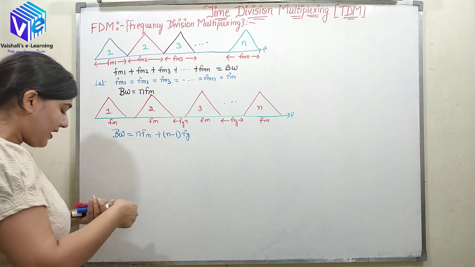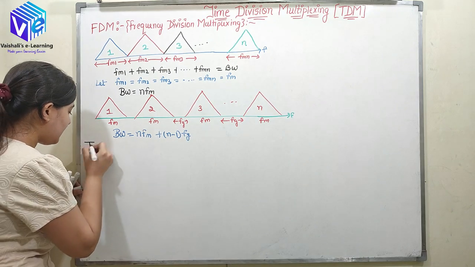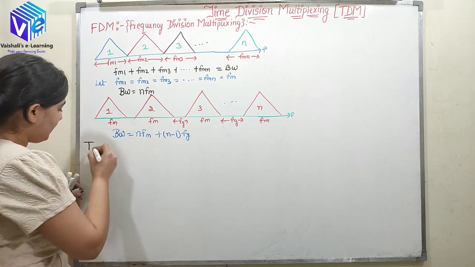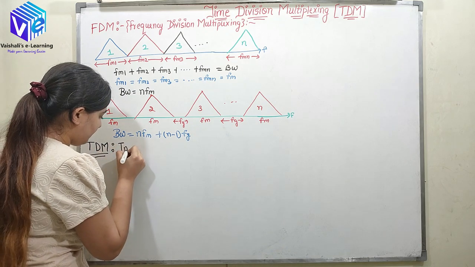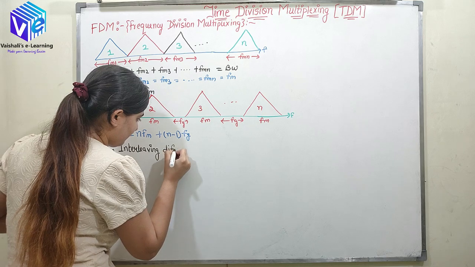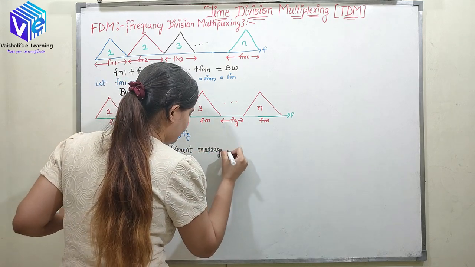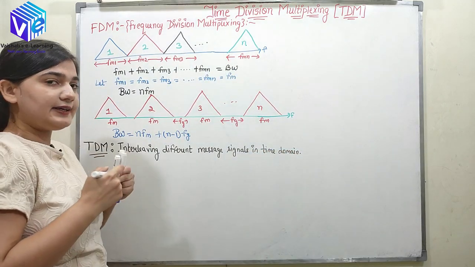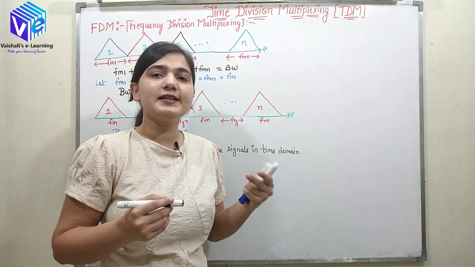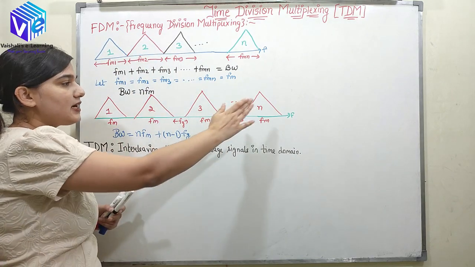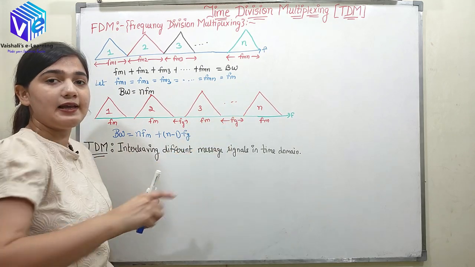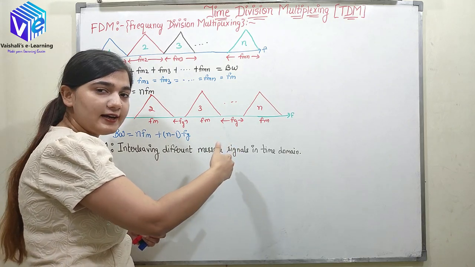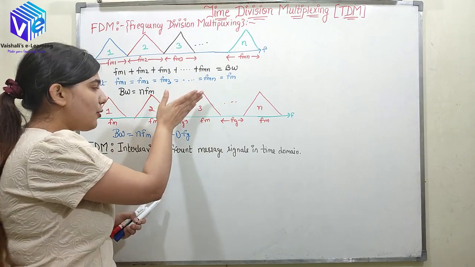So now, if I give the definition of time division multiplexing, it is the interleaving of different message signals in the time domain. At different instants of time, different message signals will go. Here, at every instant of time, I had every message signal, but here I'll be having one message signal at one instant of time. I'll move further, I'll be having another message signal. So this is how it is different from this.